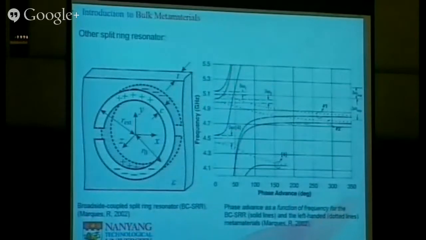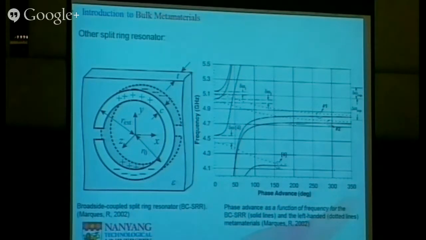This is another structure where you have double-sided, broadside-coupled split ring resonators. When they analyzed it, again it's a broadside-coupled, negative, left-handed one. There's a slight variation in this. This is a stop band here. This is a stop band. This is the omega-beta diagram. The reference is given later.